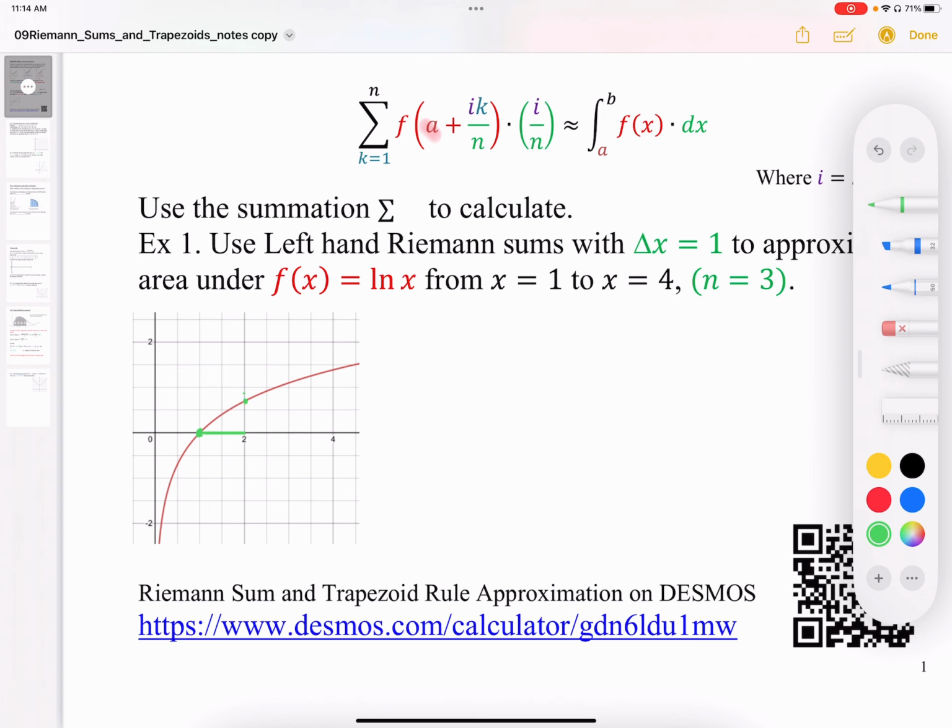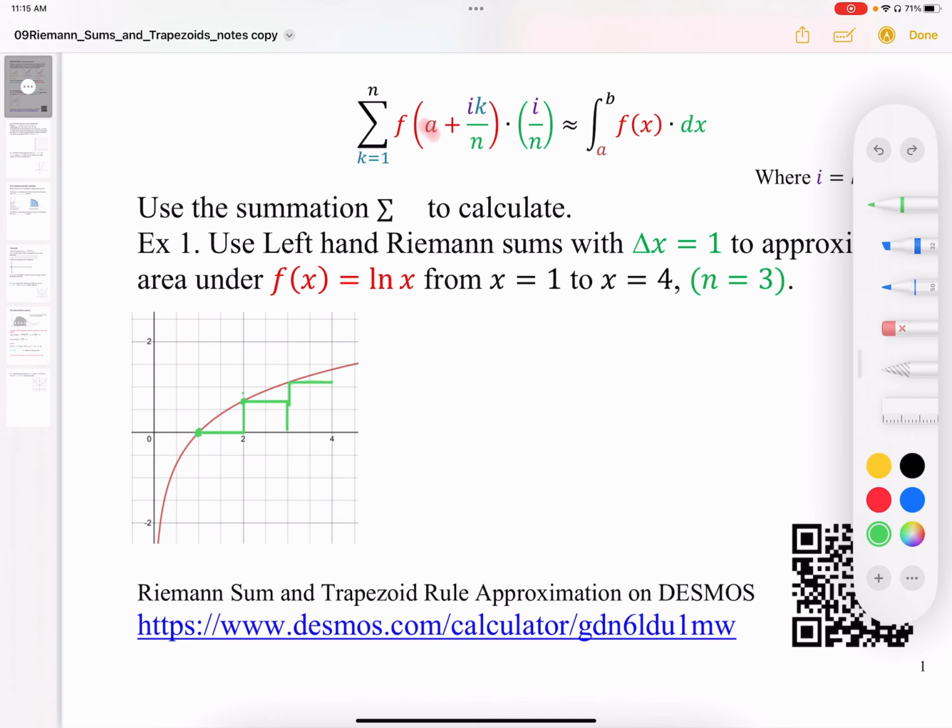So the next interval is going to look like this. I'm just going to draw it in first. So there's our left edge for the next interval, and then the left edge for the last interval is going to be right here. Just draw that in again. So that's going to be our left edge height. And so there's our 3 rectangles that we're going to calculate.